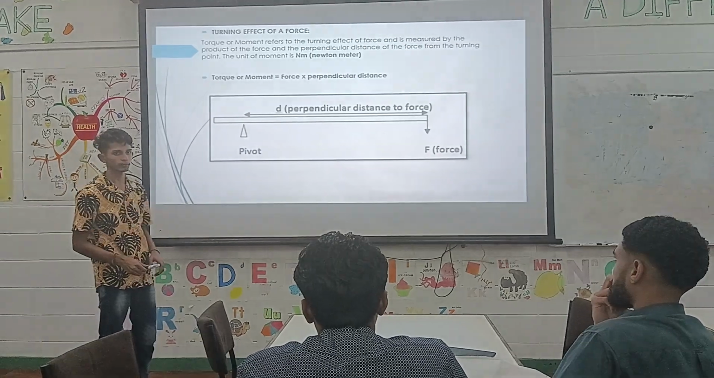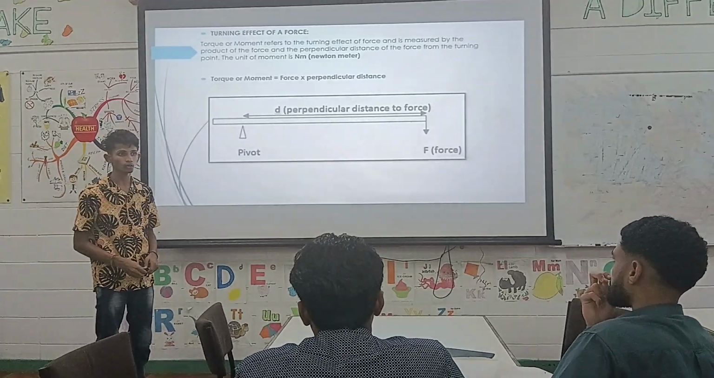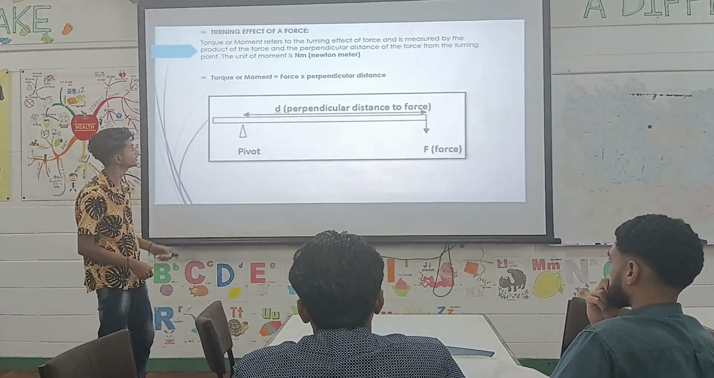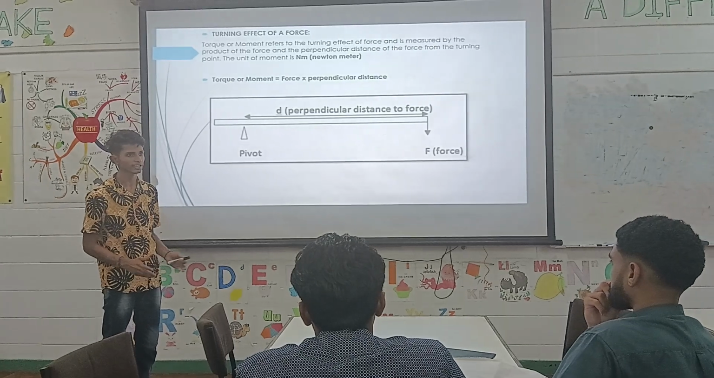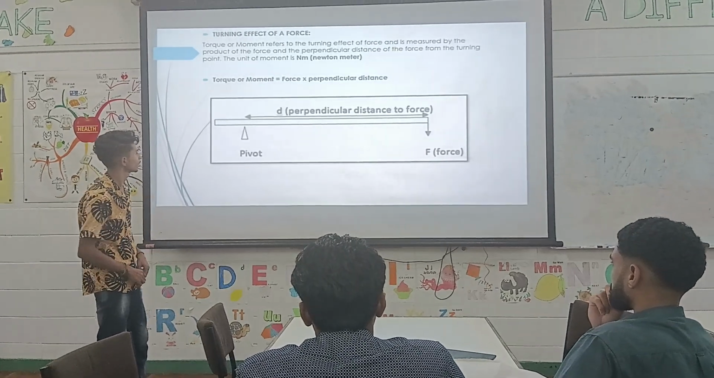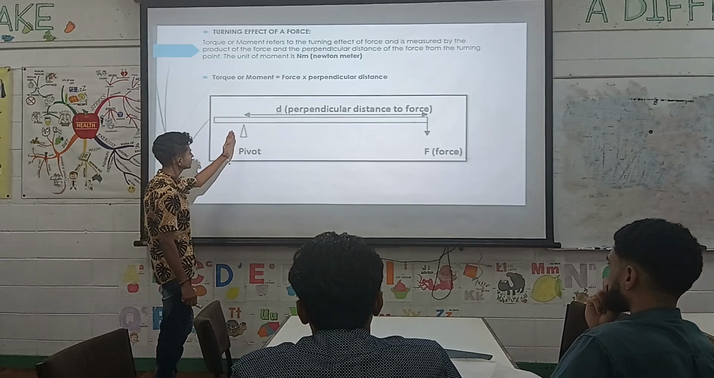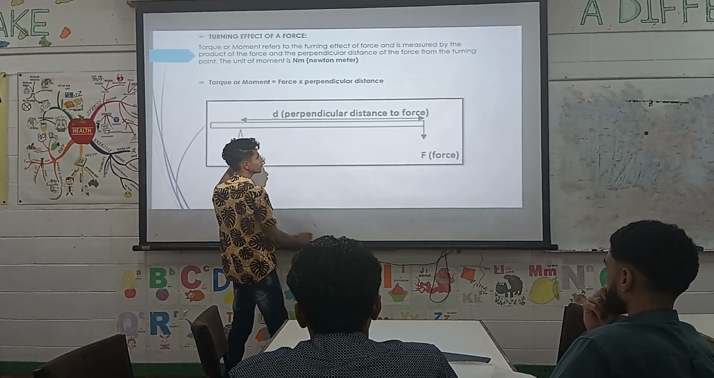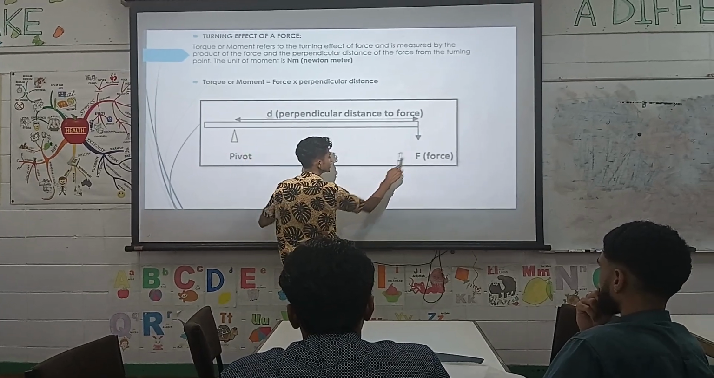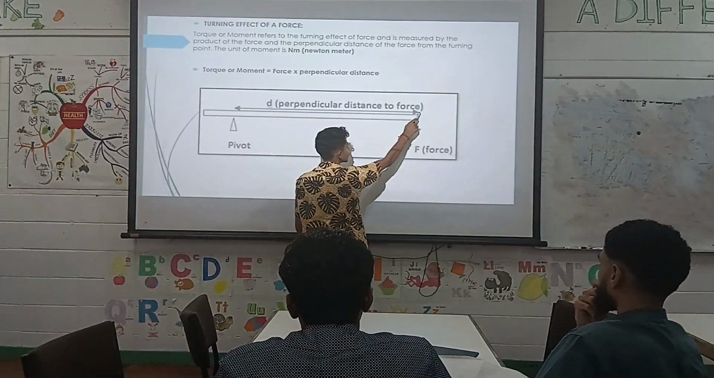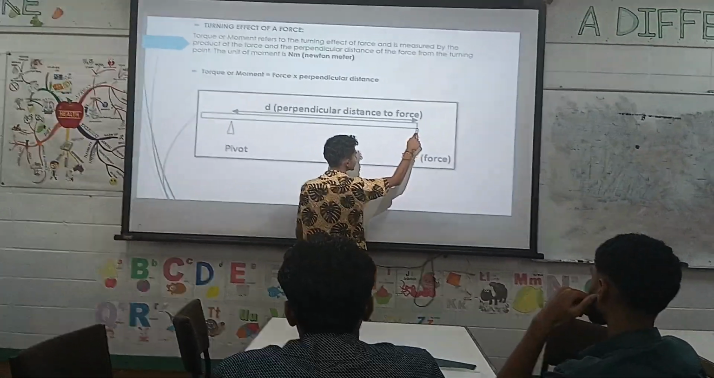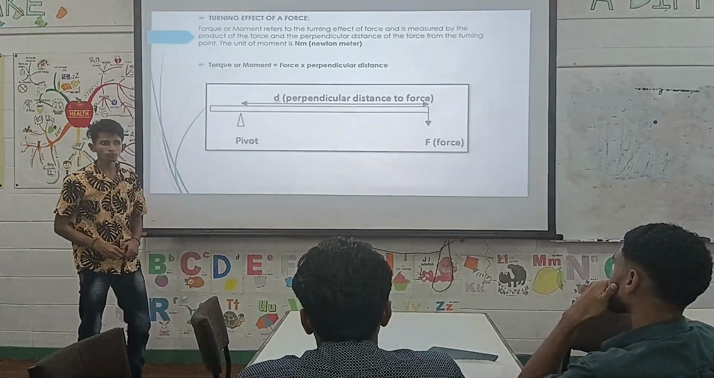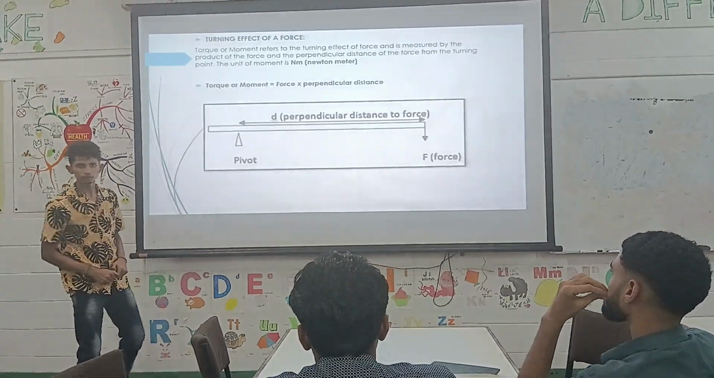The formula for moments, or it can also be called torque, is force times perpendicular distance. Remember, it's the perpendicular distance, not horizontal or any other way. So if this is the pivot and this is the plane, and a force is applied here, the distance you are going to take is perpendicular to the force. You can see 90 degrees here. So this is the perpendicular distance. To explain it further, I will show you an example.